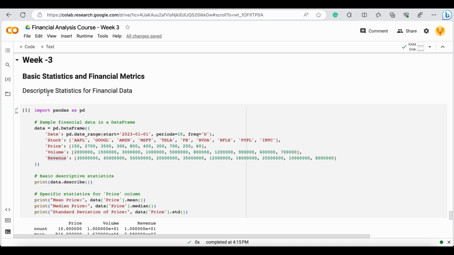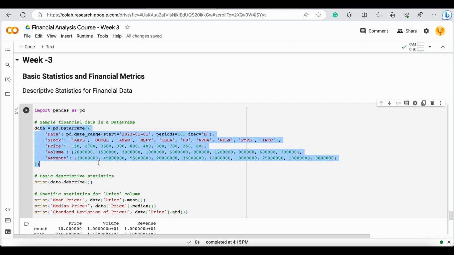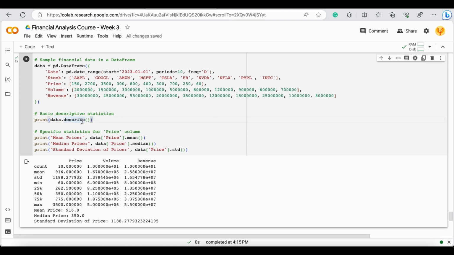The first topic is descriptive statistics for financial data. Here we have a small data frame with some columns of the stock, including price, volume and revenue. The first thing we do is describe our data. When we use the describe function, it gives us the basic statistical metrics: mean, standard deviation, minimum, and the quantiles, that is the 25th, 50th and 75th quantile, and the maximum value.